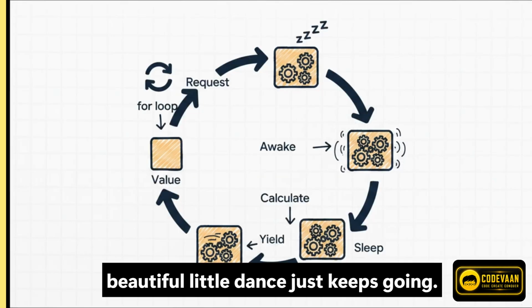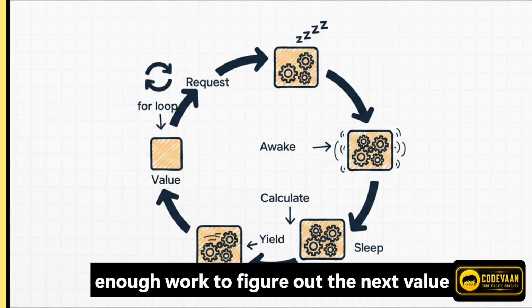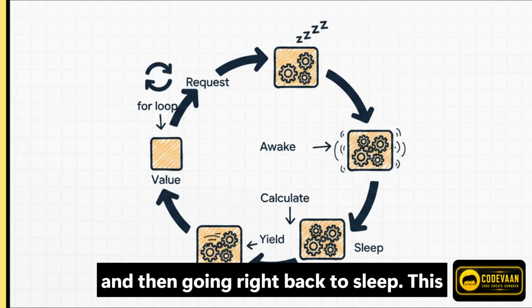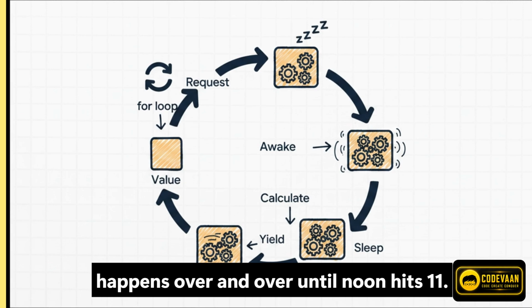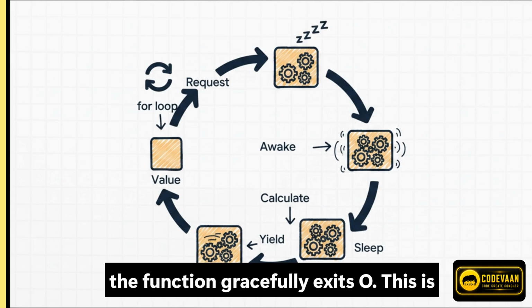And this beautiful little dance just keeps going. The for loop keeps asking, and the generator keeps waking up, doing just enough work to figure out the next value, and then going right back to sleep. This happens over and over until n hits 11, the while condition is finally false, and the function gracefully exits.